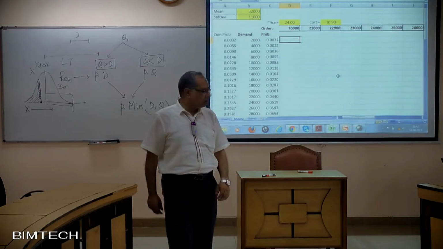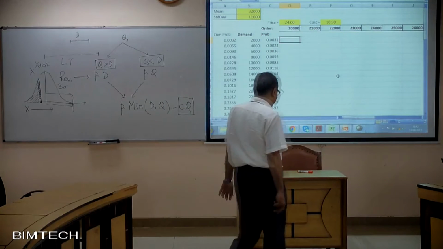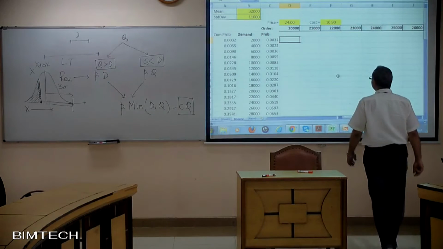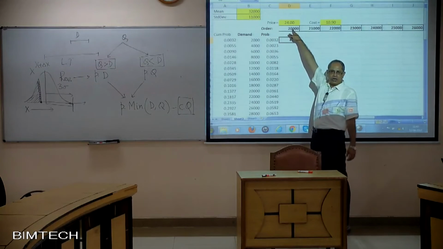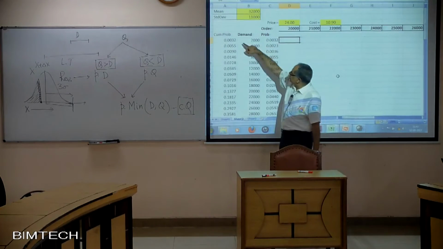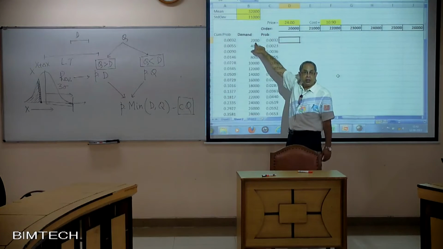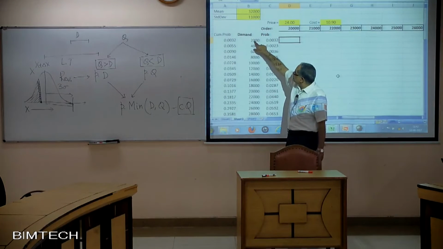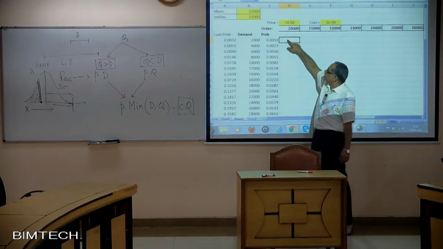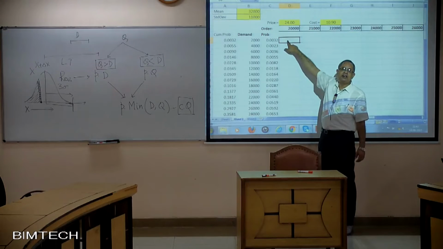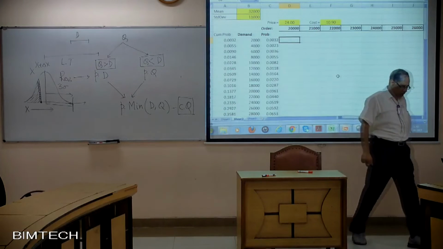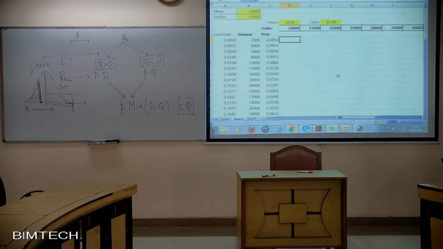Okay, so let us understand what we are trying to do here. So we are saying, let's take the first order quantity and let's consider the first possible value of demand. So with this demand and order quantity combination, I must get a profit figure here. Okay, so I'm going to calculate the profit figure. How do we do that? We have seen that the profit is equal to the revenue minus the cost.